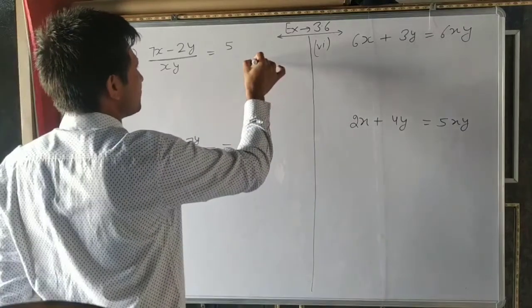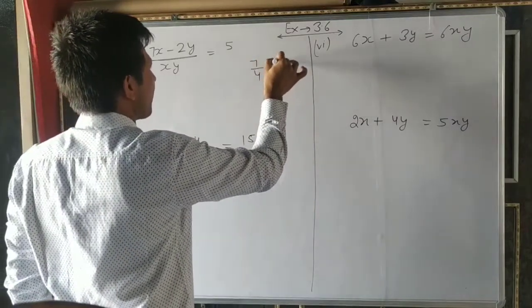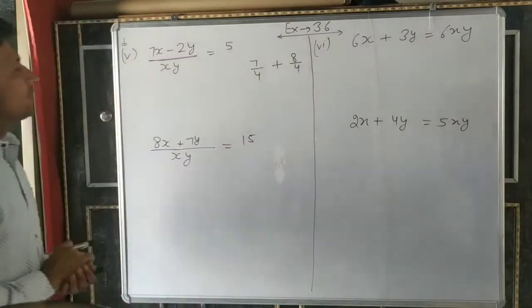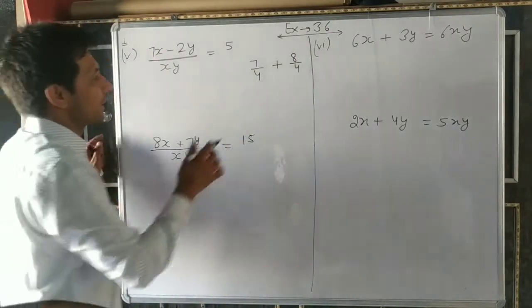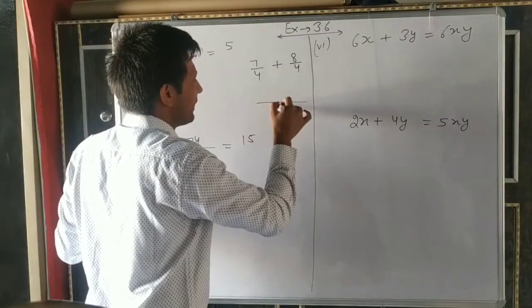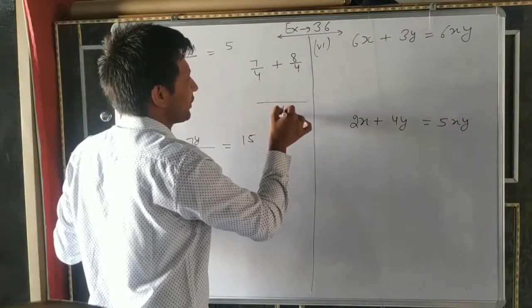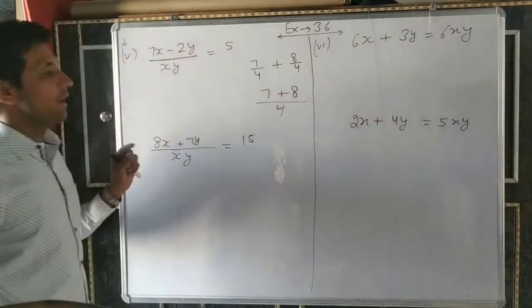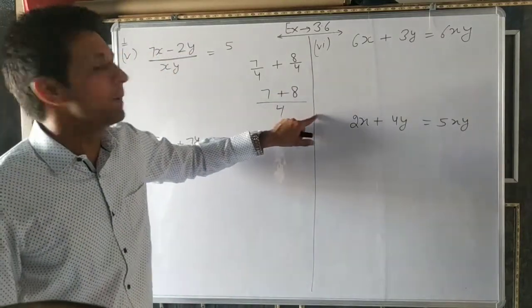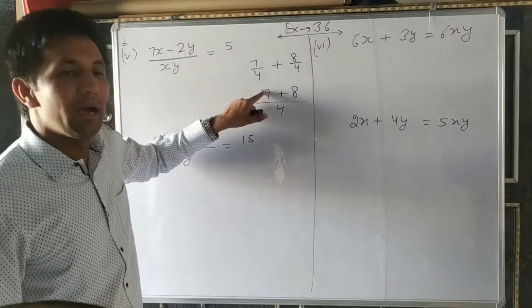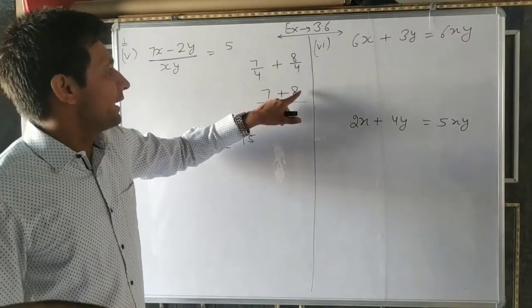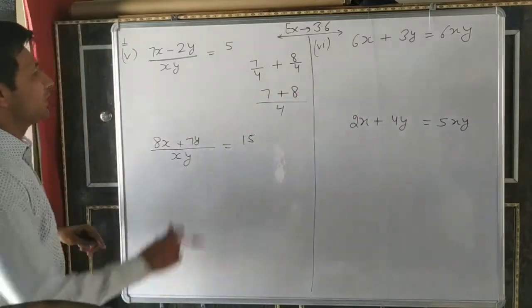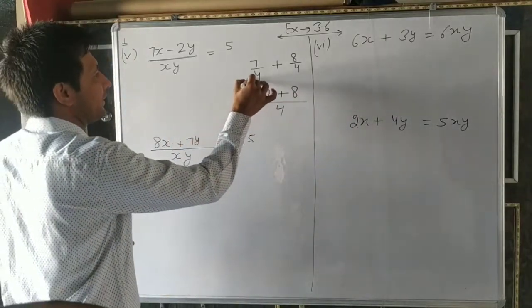Suppose I write 7 by 4 plus 8 by 4. So how will we write it? What is the LCM? The LCM is 4. So (7 plus 8) divided by 4. Whenever we use this big sign, it means 4 is dividing 7 and 4 is dividing 8 also. Can you write it like this? So it means the same as it is.